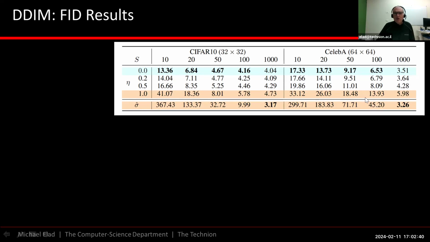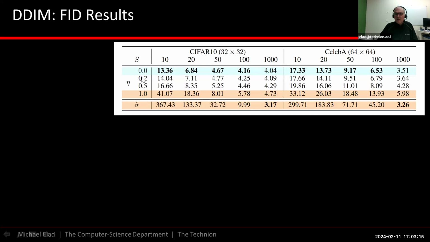Now let's go to the top line, these elements here. With 10 steps, you are at FID 17. Not great images, but okay for 10 steps. For 20, it's 13 or 14. For 50, it's 9. So basically, for 50 you're already getting results comparable to what you get here with 500 or 600. For 100, 6.53, definitely good quality images. Not as good as this one, but okay ones. And so this is the gain that DDIM is providing.